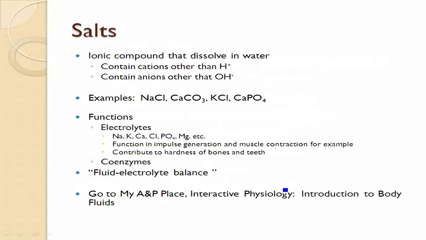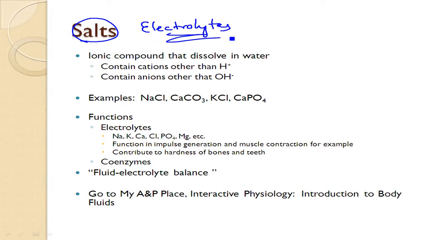Let's go to the next and talk about salts, because this is the other side of the fluid electrolyte balance. The salts form our electrolytes in our body. Lots of things they do. Salts are ionic compounds that dissolve in water, just like the NaCl ionizes in the water. It contains cations other than hydrogen. Cations are the proper name for your positive ions.